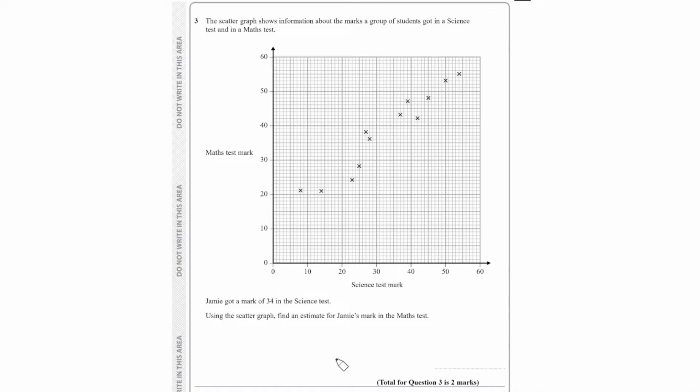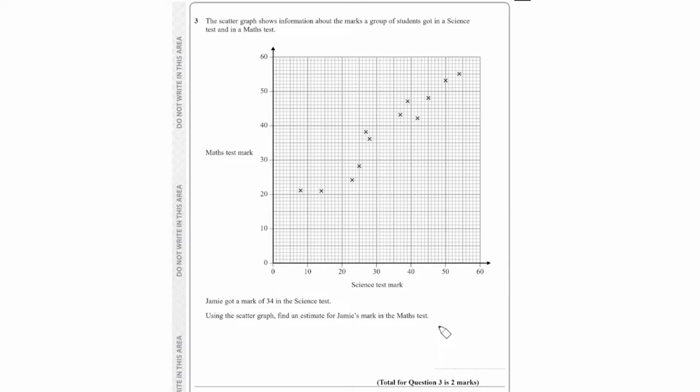Question 3 is scatter graph. So the scatter graph shows information about the marks a group of students got in a science test and in a maths test. So you can see science is on the x-axis and maths is on the y-axis. Jamie got a mark of 34 in the science test. Using the scatter graph, find an estimate for Jamie's mark in the maths test.